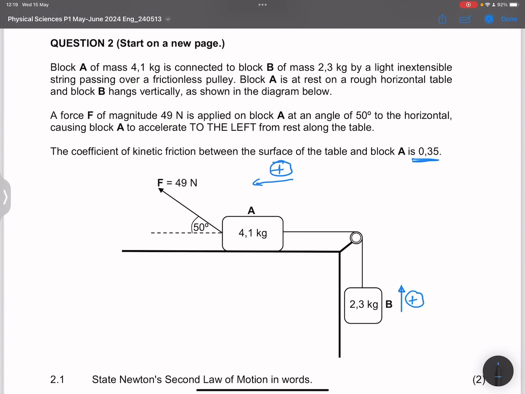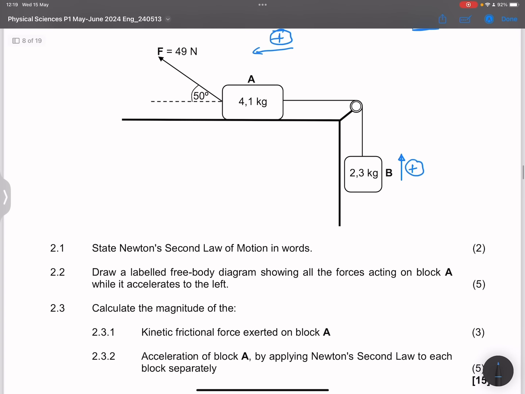All right, now let's try and answer the questions. It says state Newton's second law of motion in words. Okay, we know that the resultant force is directly proportional to the rate of change of momentum. Okay, right, of course you can always give that longer statement on Newton's second law, right?